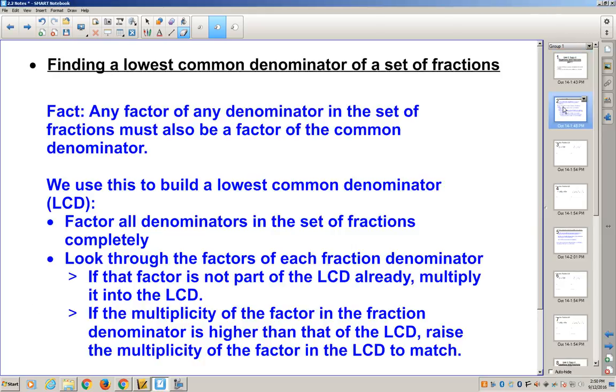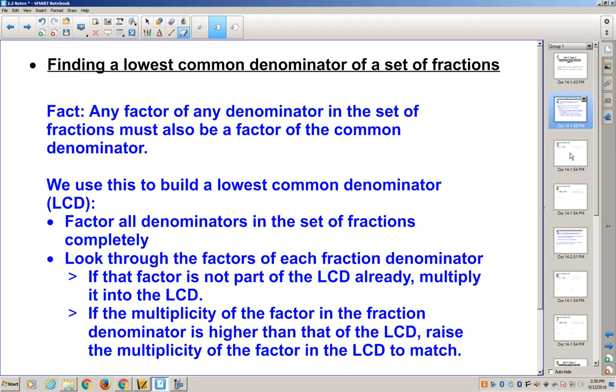So here's some information here. Any factor of a denominator in the set of fractions is also a factor of the common denominator. We're going to use this to make the lowest common denominator. To get that, we're going to factor all the denominators that are in the set of the fractions. We're going to factor those completely. We're going to look through those. If that factor is not part of the LCD already, we're going to multiply it into it. If the multiplicity of the factor in the fraction denominator is higher than that of the LCD, then we're going to need to raise the multiplicity.